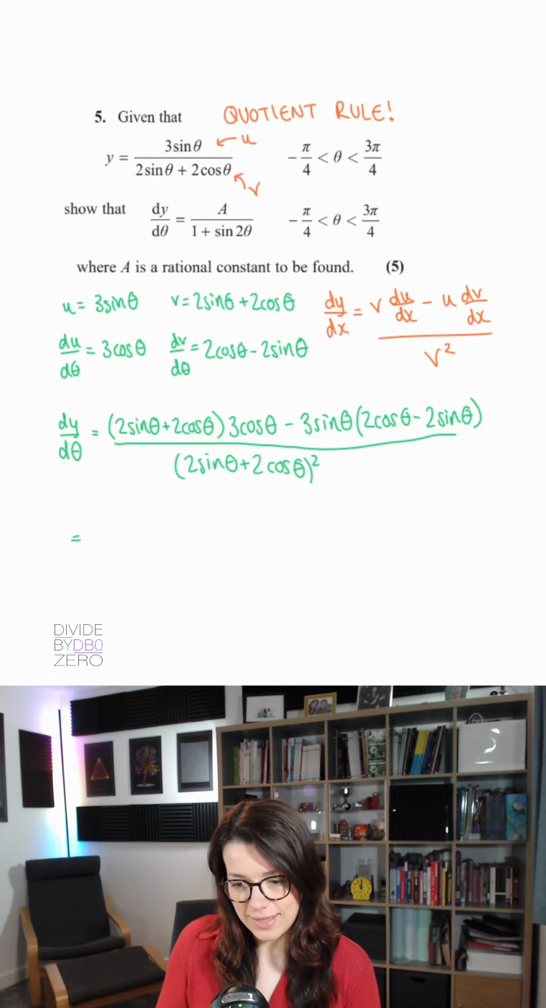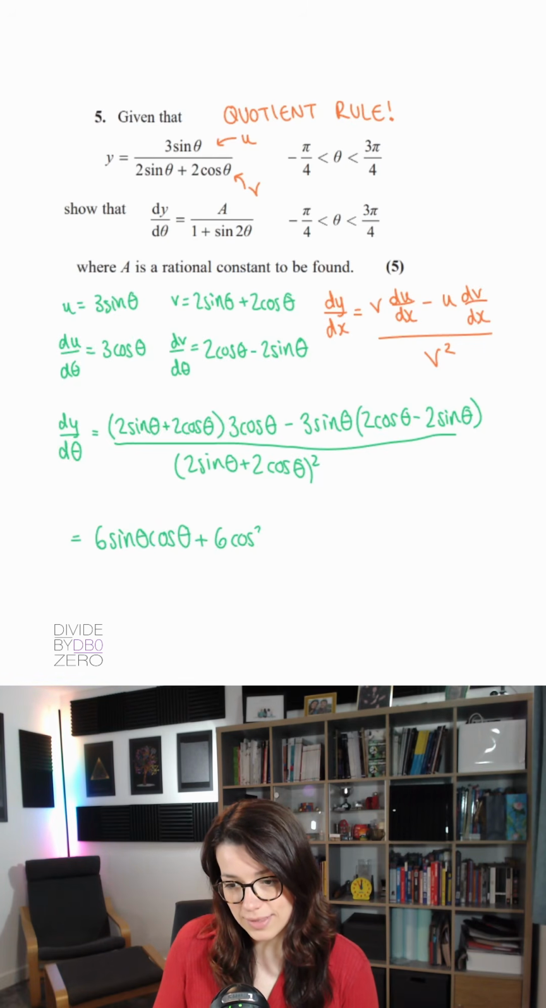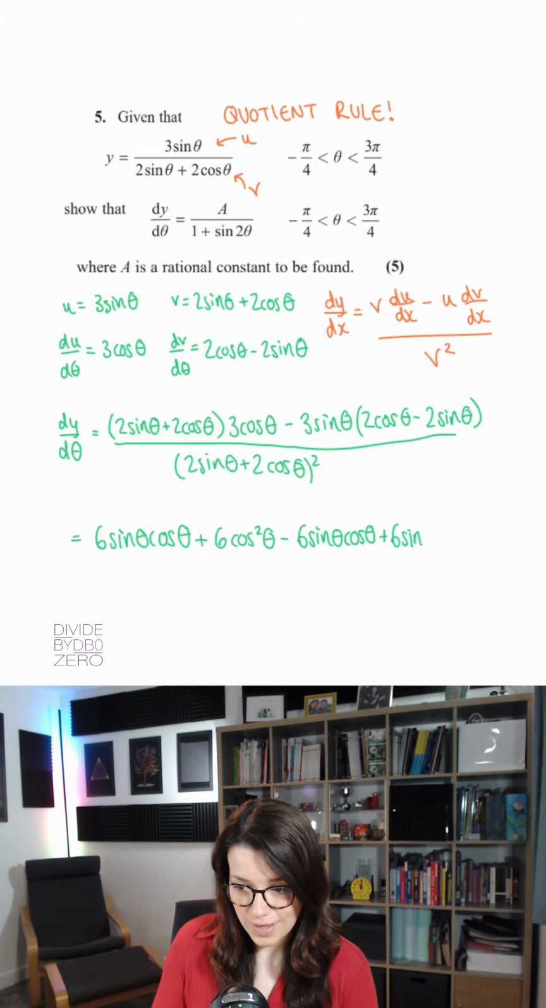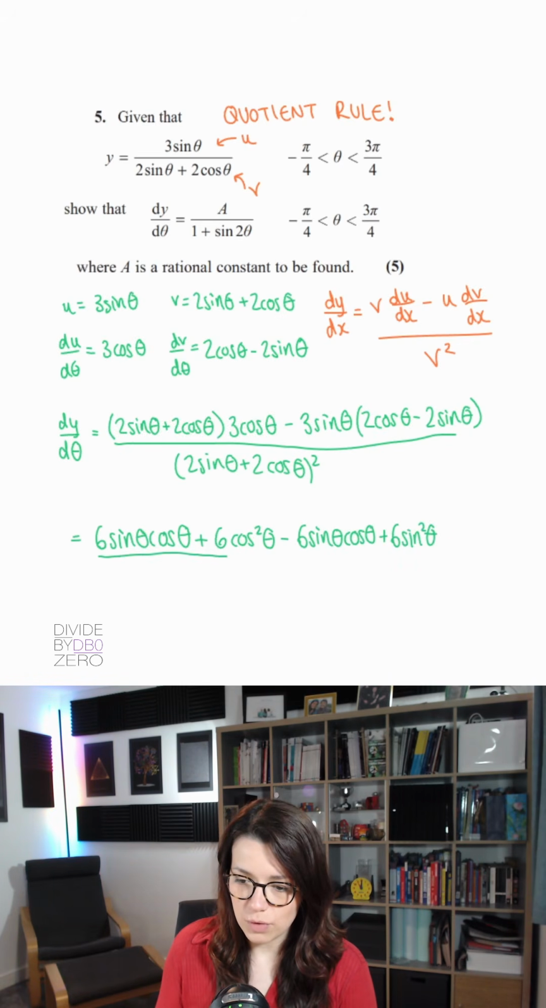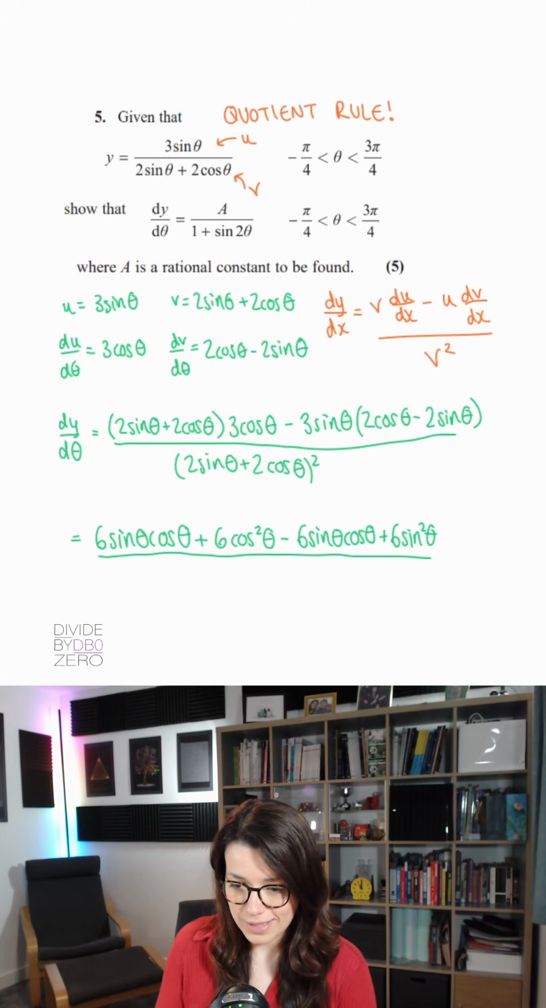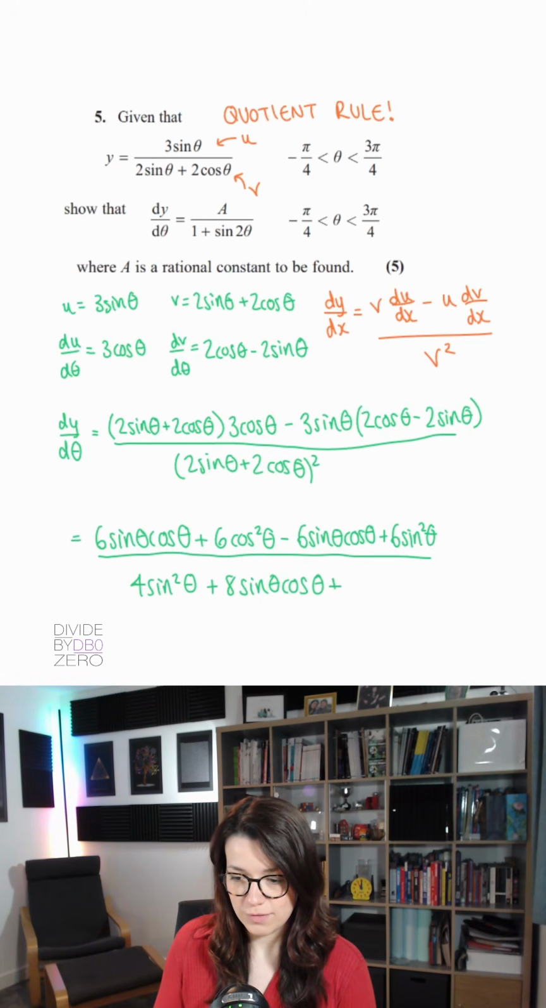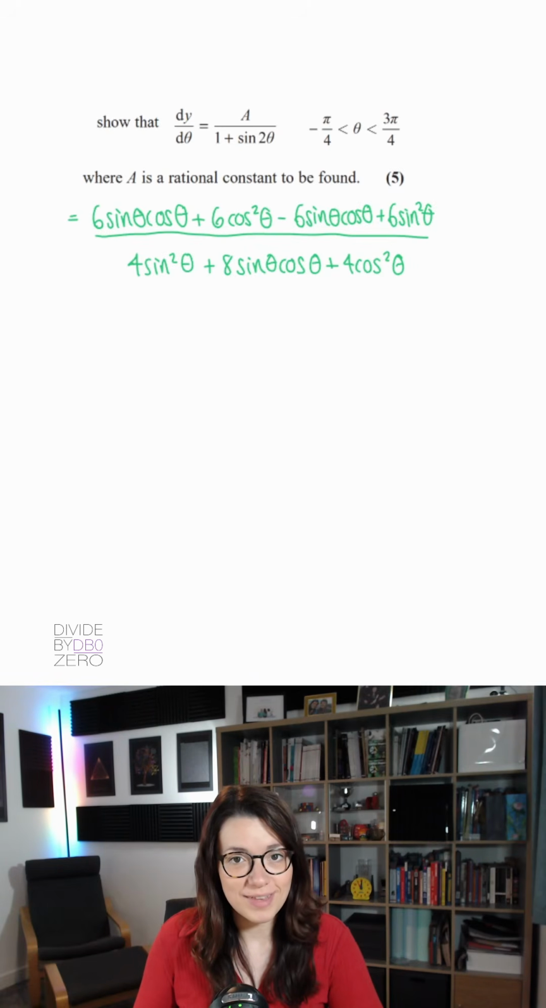When we do that in this case, we get 6 sine theta cos theta plus 6 cos squared theta minus 6 sine theta cos theta plus 6 sine squared theta. That's just for the numerator. On the denominator, expand those double brackets out, and you'll get 4 sine squared plus 8 sine cos plus 4 cos squared. Now we're here, we're going to look for things to simplify.